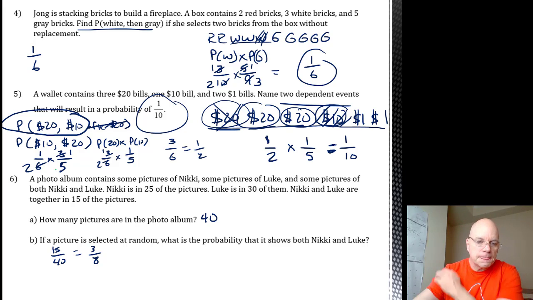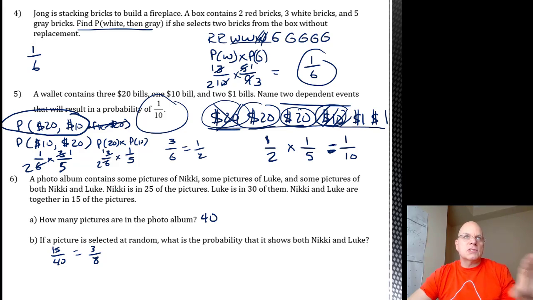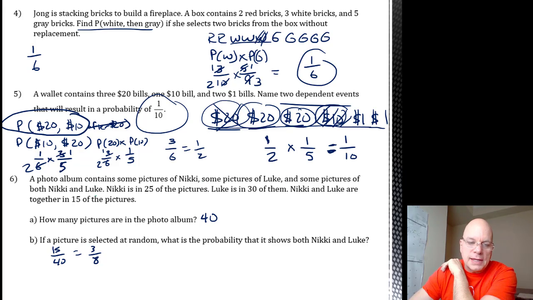A photo album contains, as I read this, let me just say something. There are many math problems that are worded like this. There's some of this, some of that, and some of this and that. Anytime you hear some of this, some of that, and some of this and that, you should make a Venn diagram. A photo album contains some pictures of Nikki, some pictures of Luke, and some pictures of both Nikki and Luke. Classic Venn diagram model problem. Nikki, Luke, Nikki and Luke in the intersection.